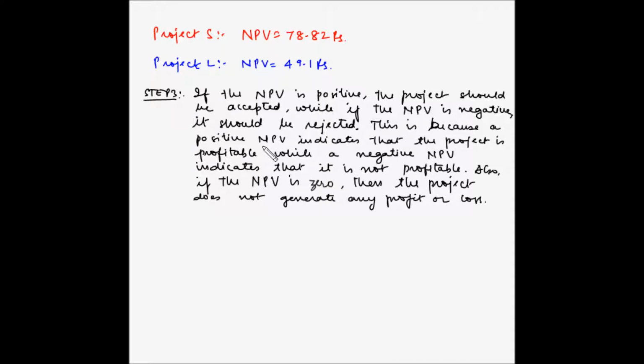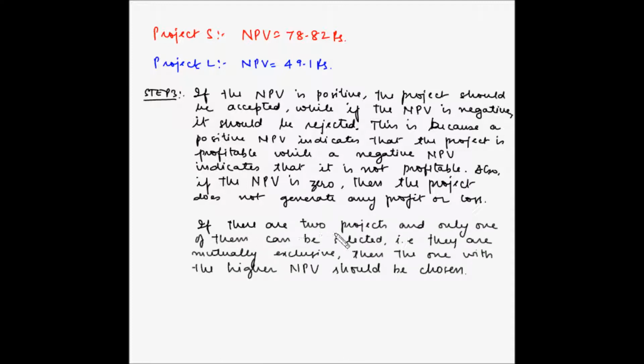So if the NPV is positive, then what it means is that the inflows are more than the outflows. Whereas if the outflows are more than the inflows, then the NPV is going to be negative. That means the project is not profitable. Also, if the NPV is 0, then the project does not generate any profit or loss. So basically the cash outflows are the same as the cash inflows, so it's neither generating a profit nor loss.